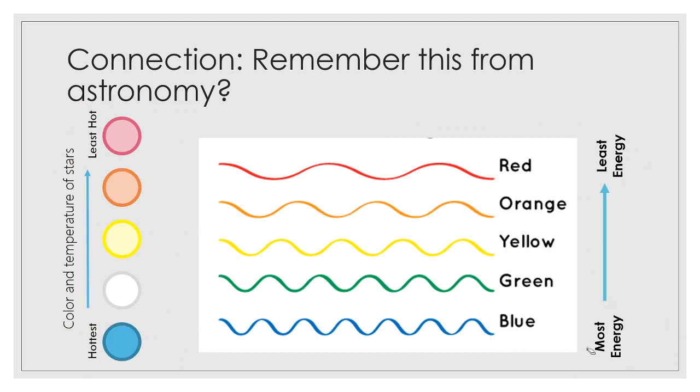It all connects. The same basic order of colors that determines the color of a star and its temperature is the same basic order of colors we have when we're looking at light and how much energy light has. If it's hot, it has a whole lot of energy.